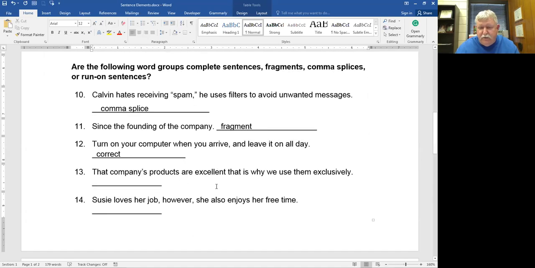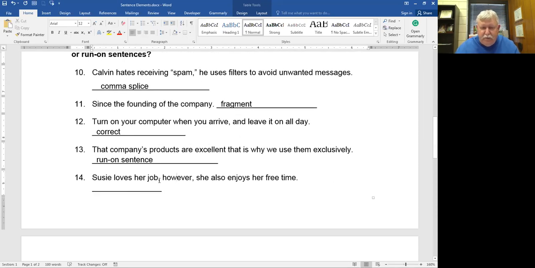"That company's products are excellent. That is why we use them exclusively." "That company's products are excellent." Good sentence. "That is why we use them exclusively." Good sentence. You can't jam those two sentences together. This is called a run-on sentence. So don't let that happen to you.